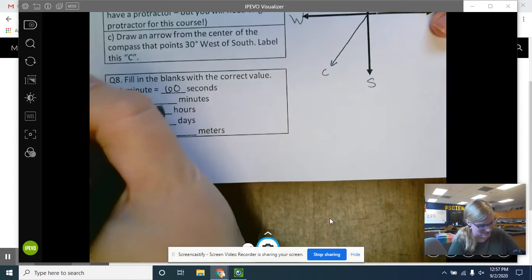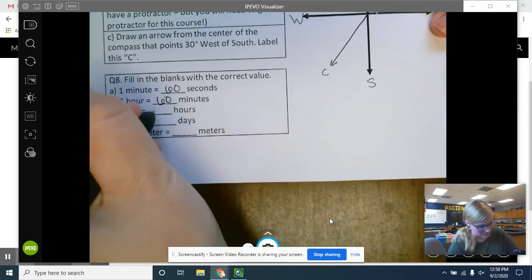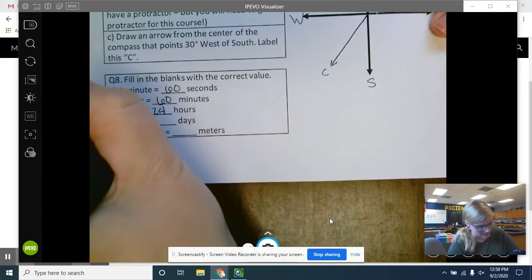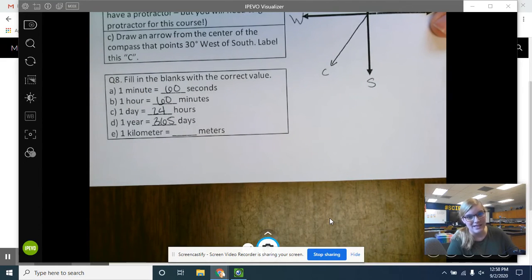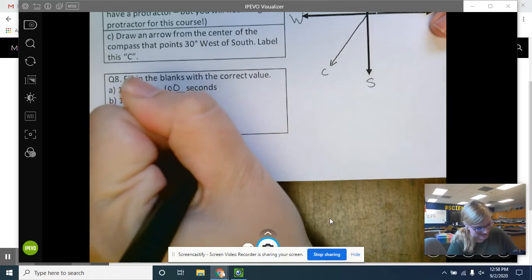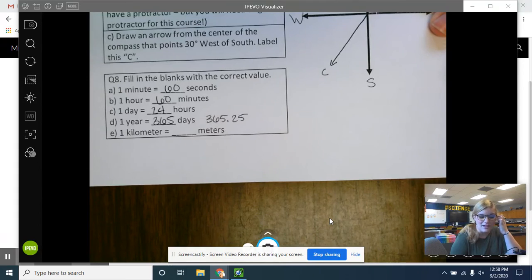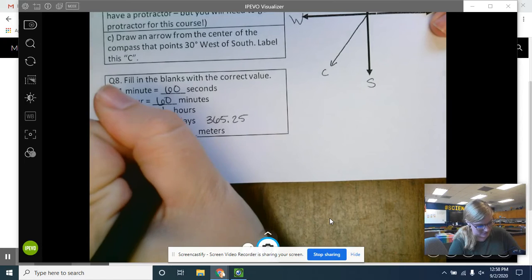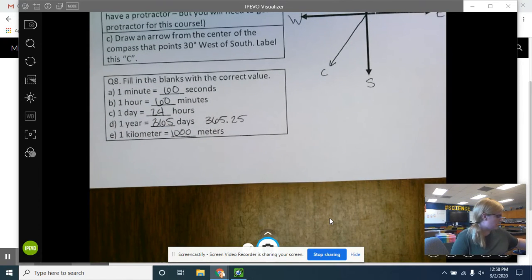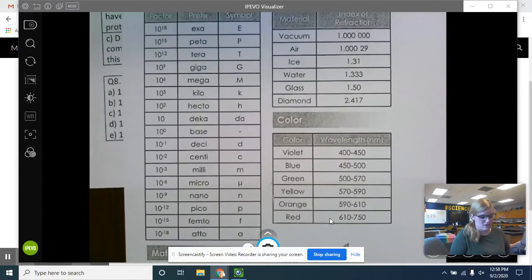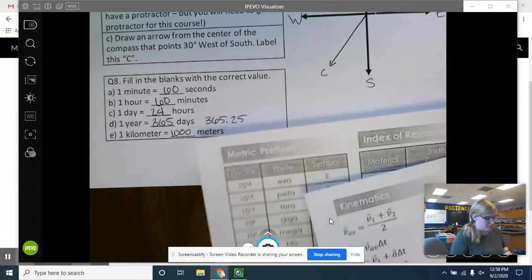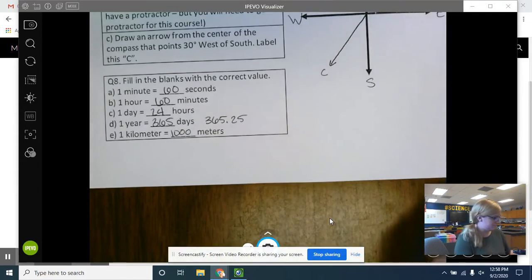We've got 60 seconds in a minute, 60 minutes in an hour, 24 hours in a day. 1 year is 365 days. If you want to get technical, it's actually 365 and a quarter because that's why we have leap year, but we're just going to round to 365. And then a kilometer is 1,000 meters. Let me double check. You will also be getting a metric prefixes chart on your sheet that'll tell you all those prefixes, so you just have to know how to use them.